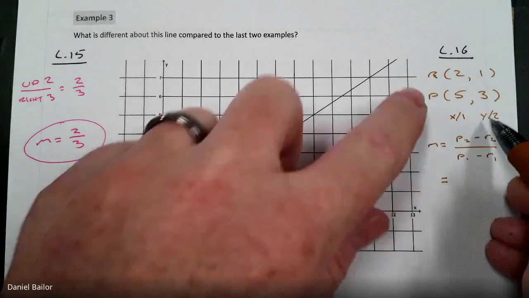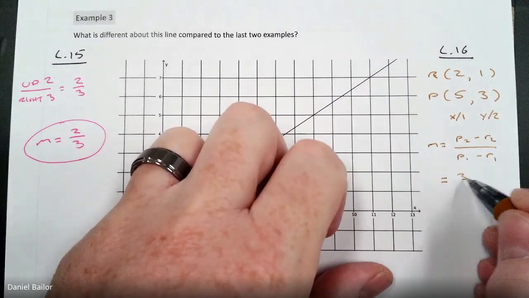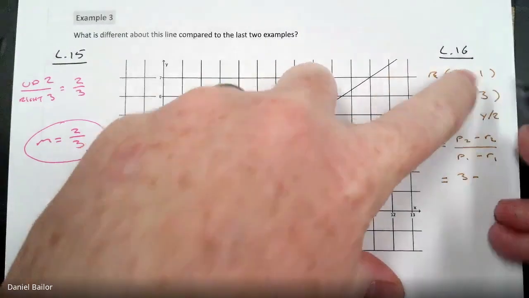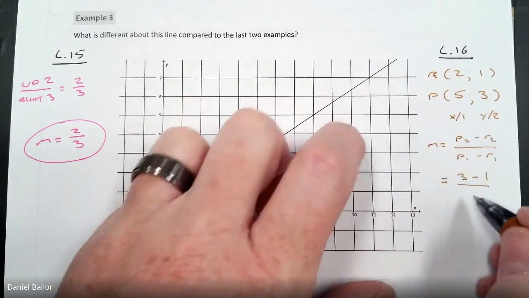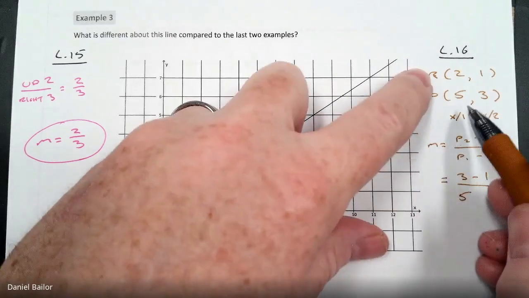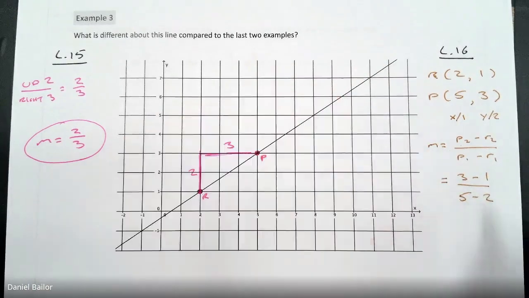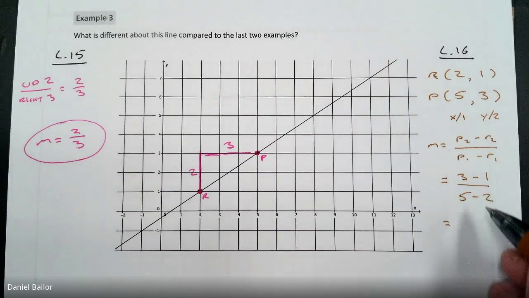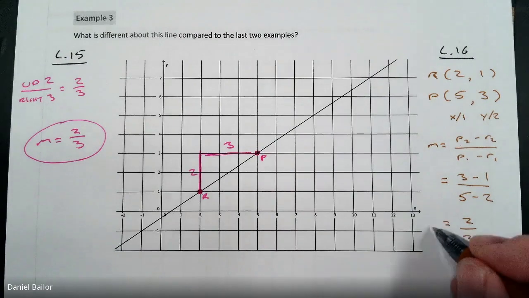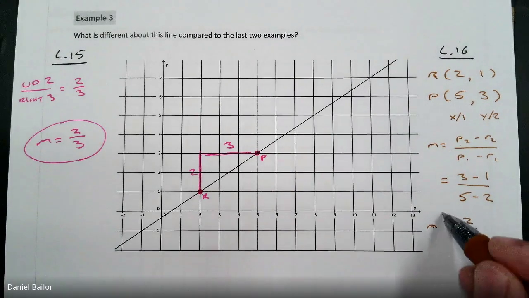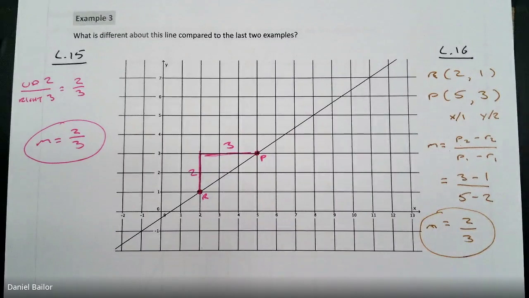Well, P2 is 3. R2 is 1. P1 is 5. R1 is 2. Subtract 3 minus 1 is 2. 5 minus 2 is 3. M, again, is 2/3. You can see it. Both ways work.